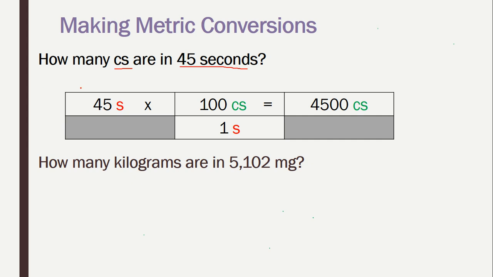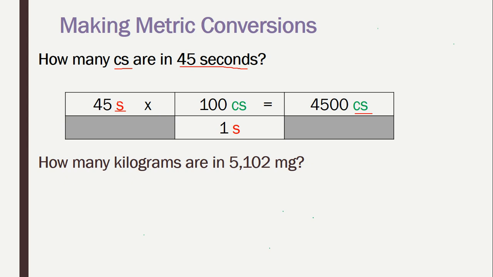So there it is. 45 seconds is given. We're going to centiseconds. We need this conversion to make this happen. So seconds needs to be in the denominator, and the relationship between seconds and centiseconds is either, depending on which of those two things you like to study, 1 second equals 100 centiseconds, or 10 to the minus 2 seconds equals 1 centisecond. I hope you see how that's the same thing. 10 to the minus 2 in the denominator is the same as 10 to the positive 2 in the top, which is 100.